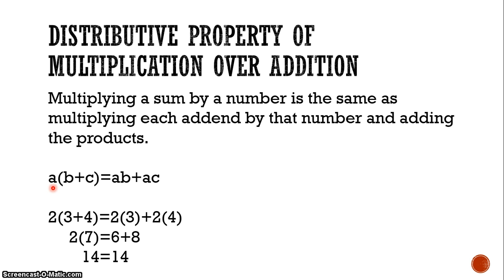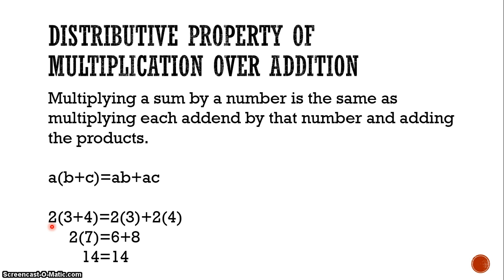So here I have some number that's multiplied by a sum of two other numbers. And what I'm saying is that doing this is the same as multiplying this first number A by B, and then multiplying that first number A by C, and adding these two together. So let's see how it works with real numbers.